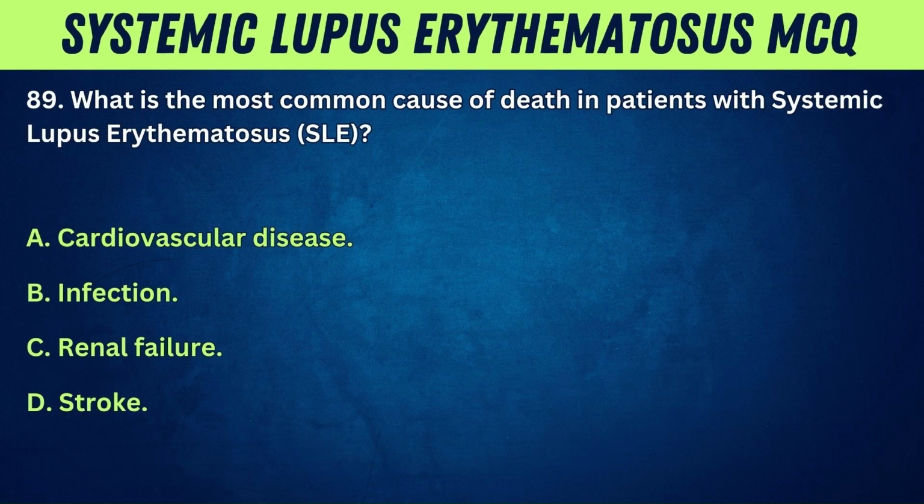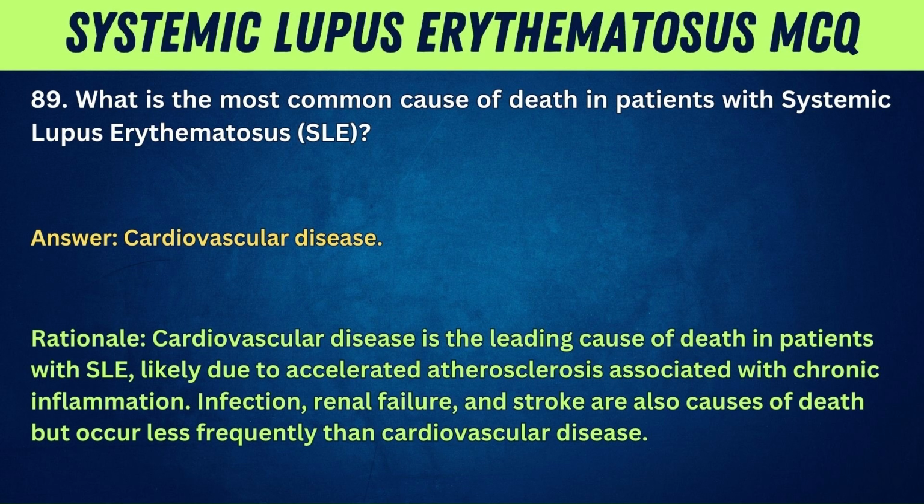89. What is the most common cause of death in patients with systemic lupus erythematosus, SLE? A. Cardiovascular disease. B. Infection. C. Renal failure. D. Stroke. Answer: cardiovascular disease. Rationale: cardiovascular disease is the leading cause of death in patients with SLE, likely due to accelerated atherosclerosis associated with chronic inflammation. Infection, renal failure, and stroke are also causes of death, but occur less frequently than cardiovascular disease.